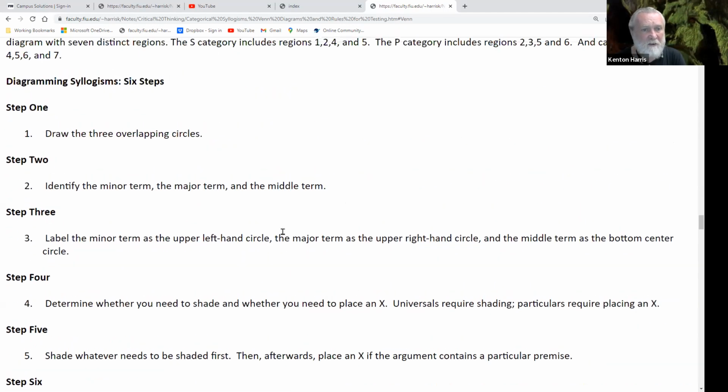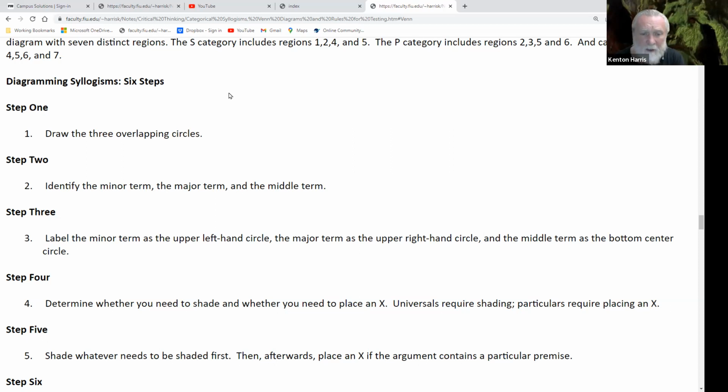Well, there are 6 steps to diagramming your syllogism, right? Step number 1, draw the 3 overlapping circles. Step number 2, identify the minor term, the major term, and the middle term. Step number 3, label the minor term as the upper left-hand circle, the major term as the upper right-hand circle, and the middle term as the bottom circle. Again, there's nothing very challenging here.